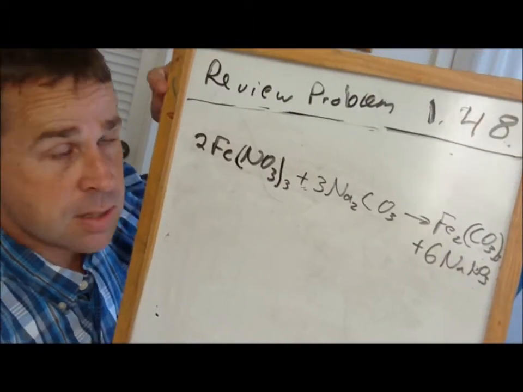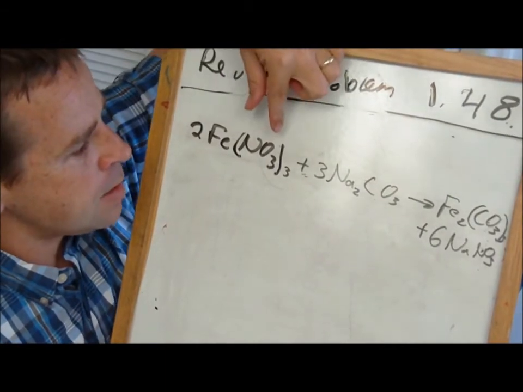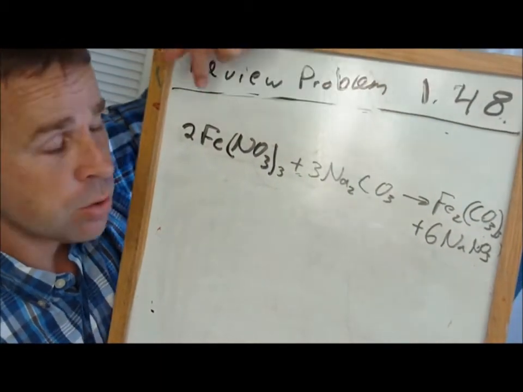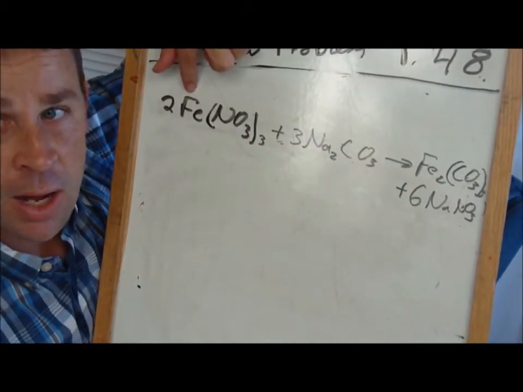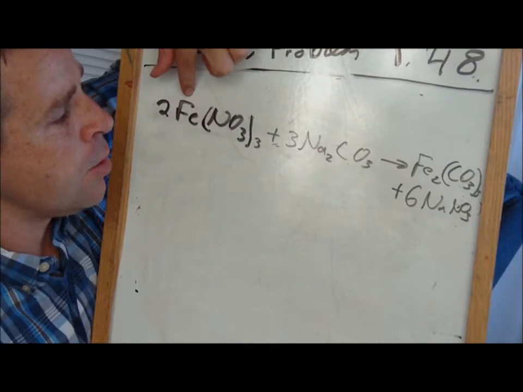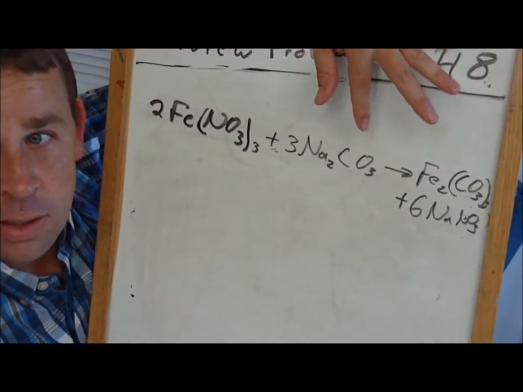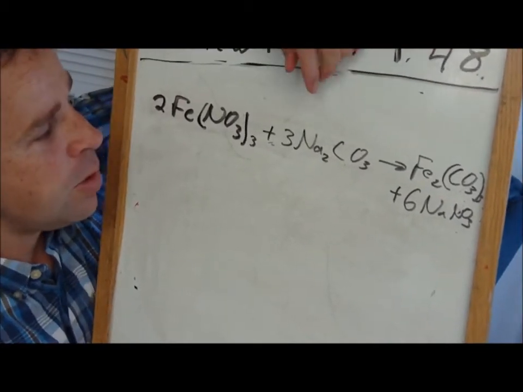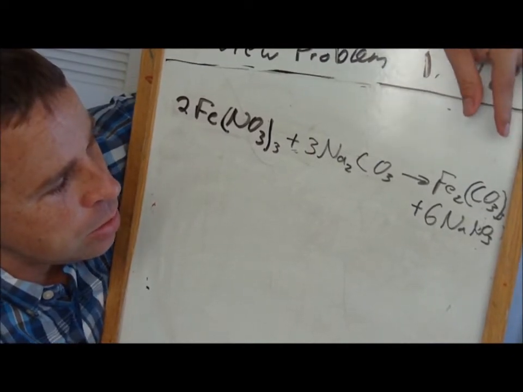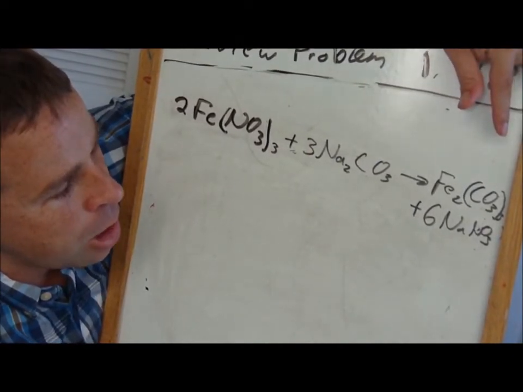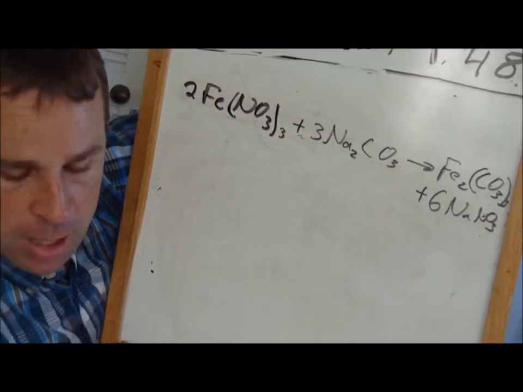So that's how you say this in English. It's written in chemistry, but you can say it in English. 2 iron nitrates, and this is iron 3 nitrate, so 2 iron 3 nitrates. The 3 refers to what the charge on this iron atom is. 2 iron 3 nitrates plus 3 sodium carbonates yields 1 iron 3 carbonate and 6 sodium nitrates. All right? So there it is.